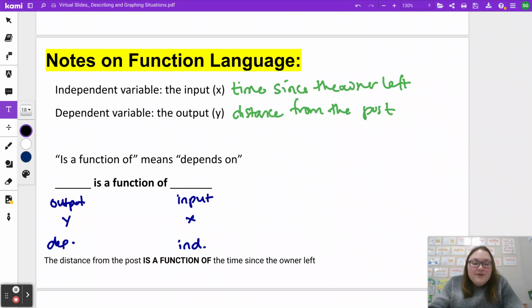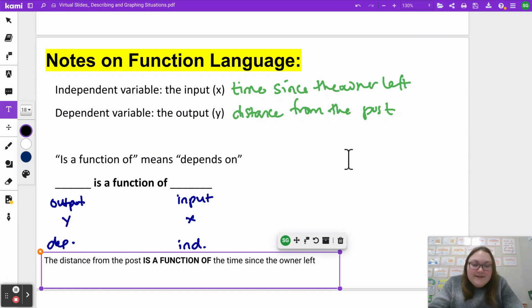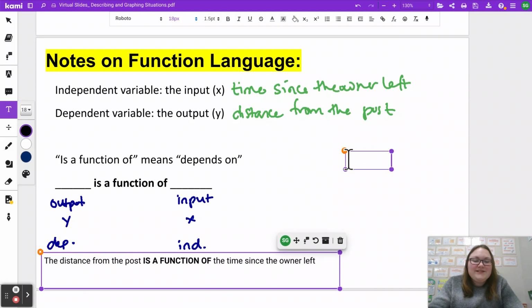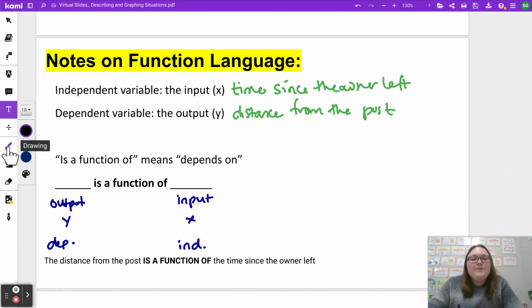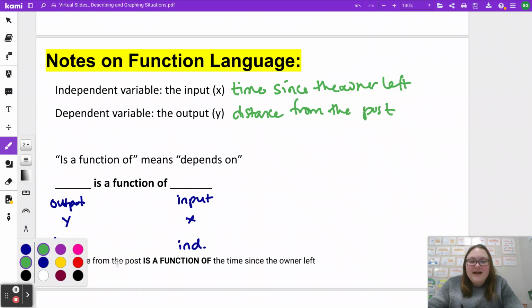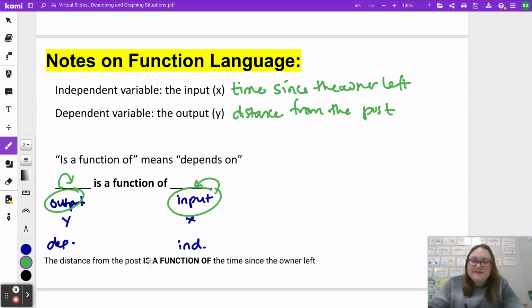When we read our stories in this unit about functions, you're going to see phrases like this a lot. You're going to see questions that ask you to write something with function language, and that is asking for the sentence here. So we have to know to understand these sentences and to write these sentences, your output goes first and your input goes second.